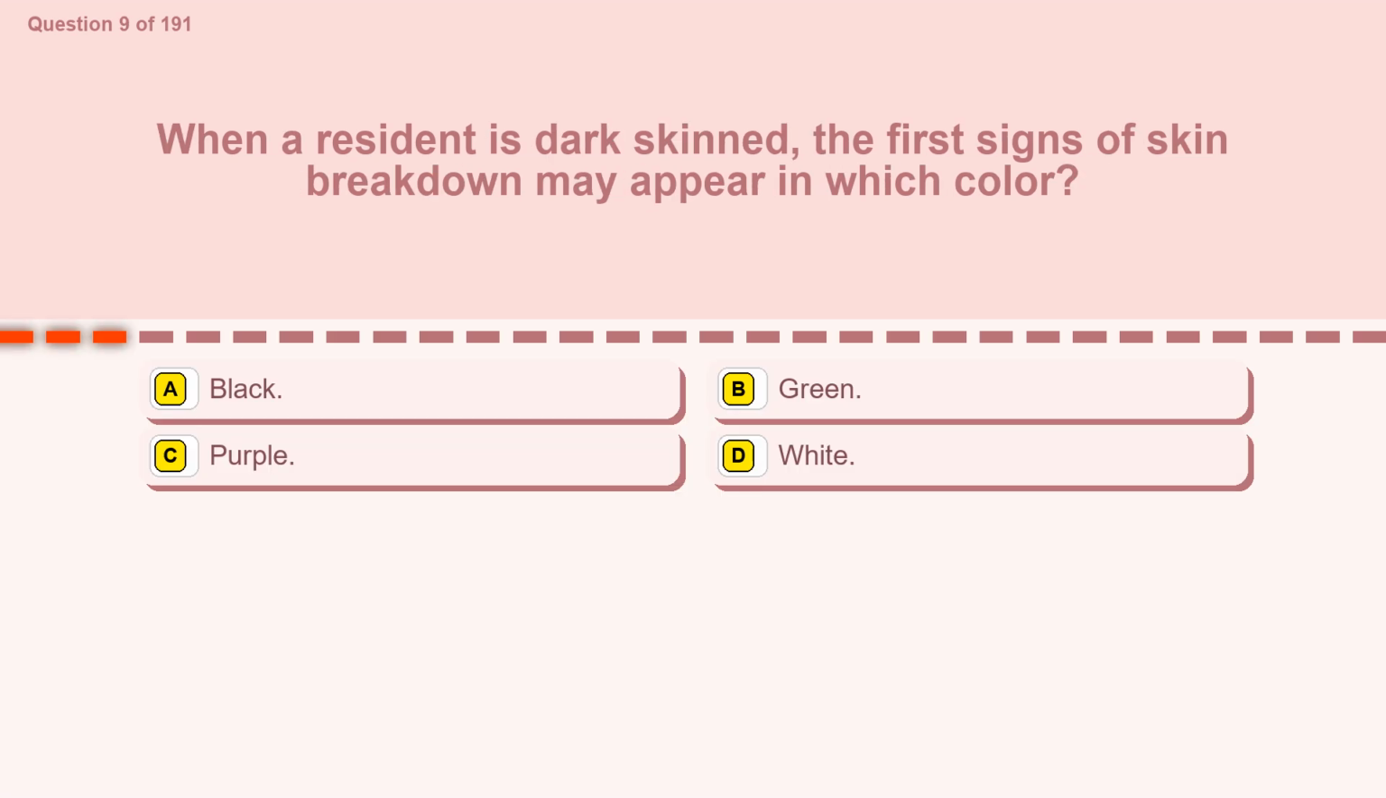Question 9. When a resident is dark-skinned, the first signs of skin breakdown may appear in which color? Option A, black. Option B, green. Option C, purple. Option D, white.